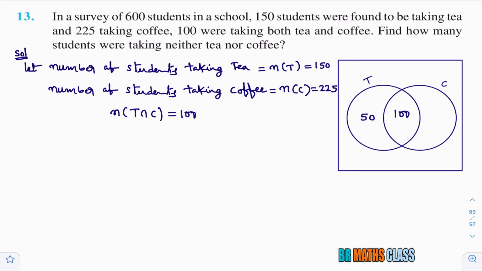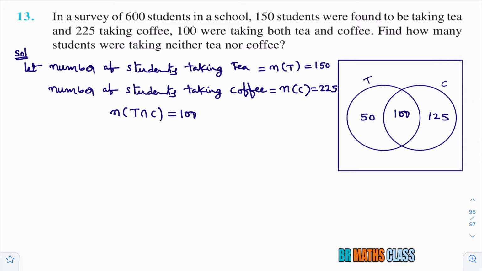And they have given that the number of students who are taking coffee is 225. That means this is the number of students who are taking coffee. This is given as 225. In this 225, this part is 100. Then what about this part? This part is 125. 125 plus 100 is 225. So the number of students who are taking coffee only is 125.